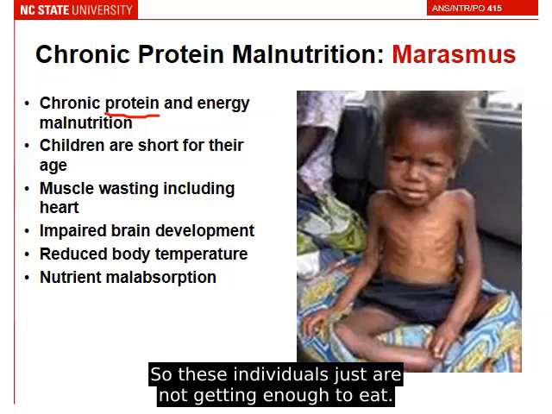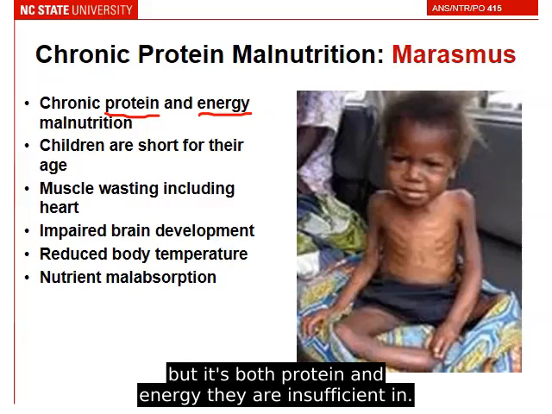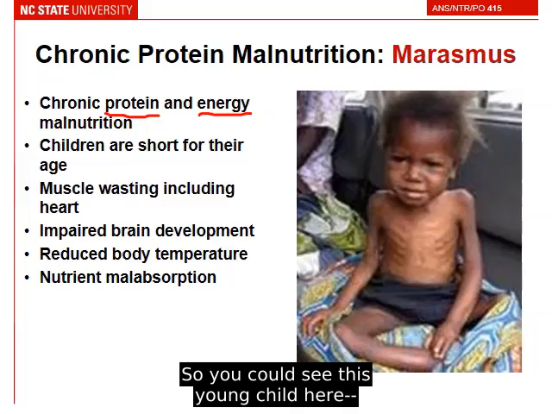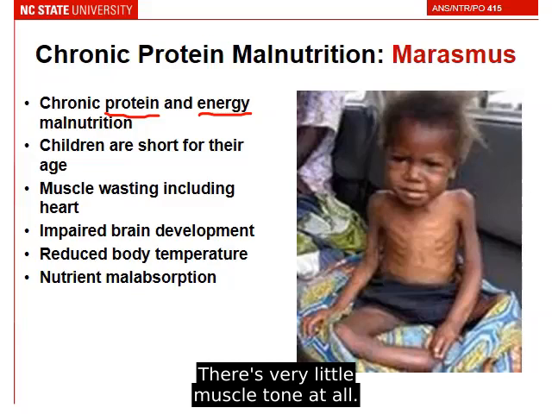These individuals just are not getting enough to eat. It's not like they have plenty of energy and no protein, but it's both protein and energy they are insufficient in. And because of that, these children are typically short for their age. They have muscle wasting, so you can see this young child here. You can see its ribs. There's very little muscle tone at all.